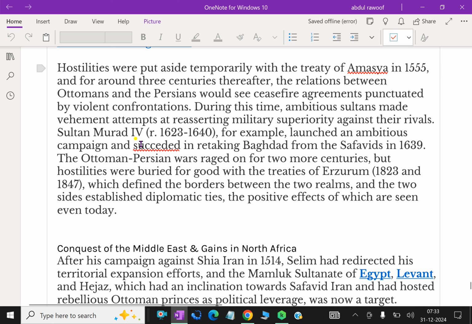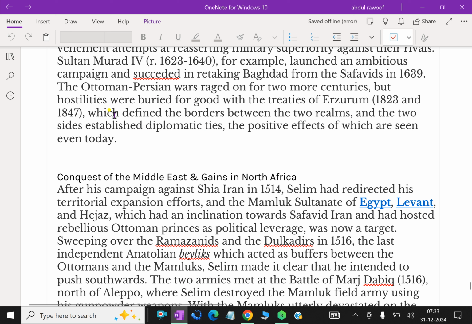Sultan Murad IV, from 1623 to 1640, for example, launched an ambitious campaign and succeeded in retaking Baghdad from the Safavids in 1639. The Ottoman-Persian Wars raged on for 2 more centuries, but hostilities were ended for good with the Treaties of Erzurum in 1823 and 1847, which defined the borders between the two realms, and the two sides established diplomatic ties, the positive effects of which are seen even today.